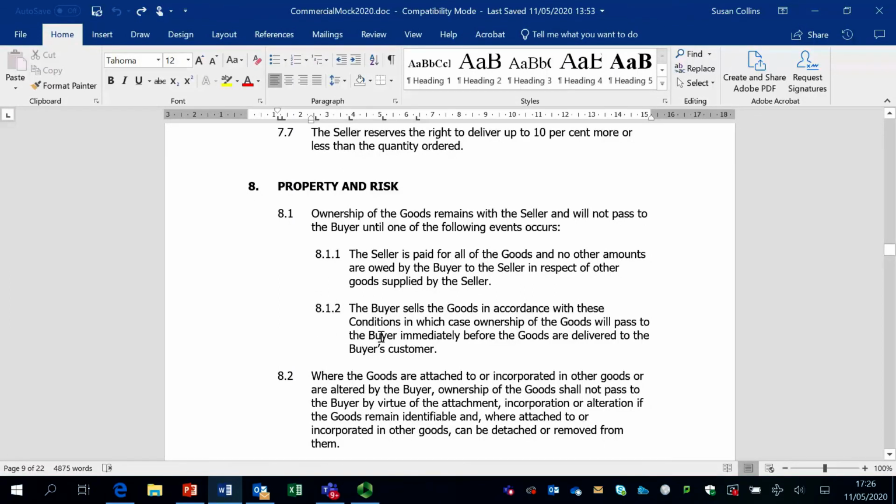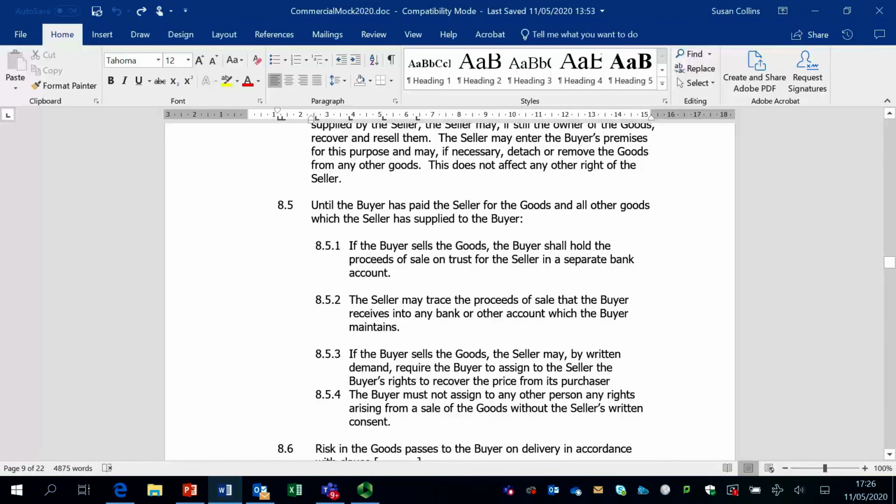So 8.12 applies, and the buyer would take good title. However, there's another relevant clause here to look at, 8.5, which deals with that situation. Until the buyer's paid the seller, the buyer shall hold the proceeds of sale on trust in a separate bank account, and the seller may trace the proceeds of sale into any bank account which the buyer maintains. So there's an obligation on the buyer to keep that money separate, and saying that the seller can trace the funds into that account.